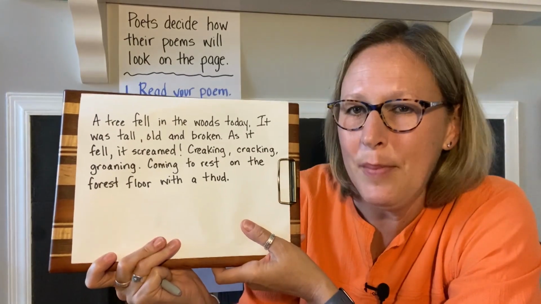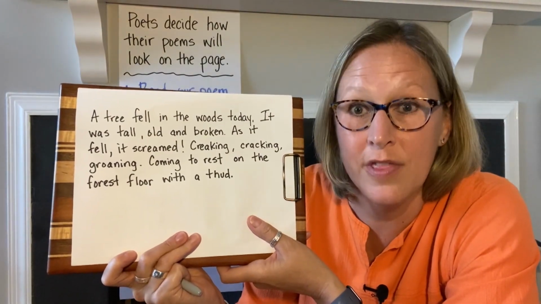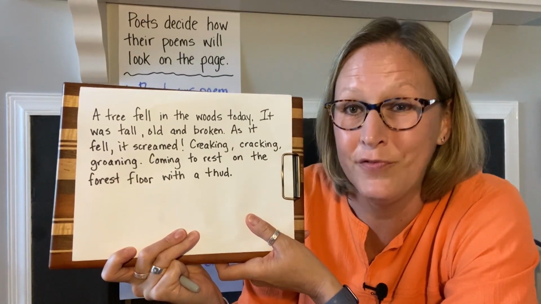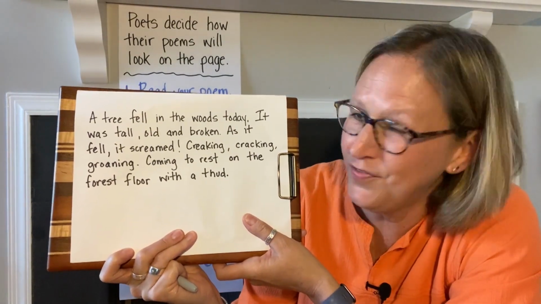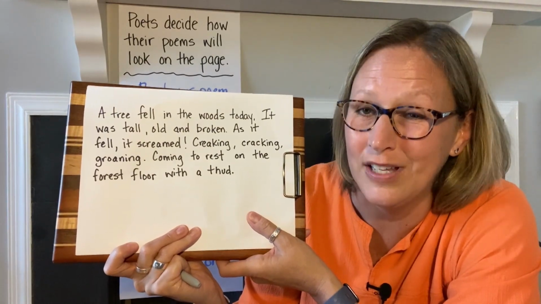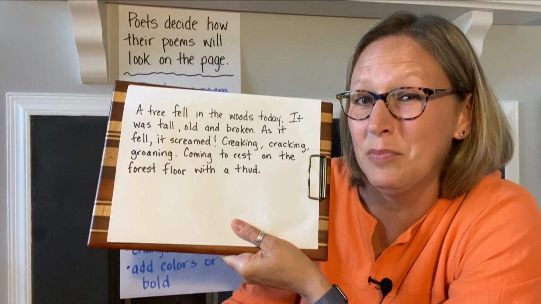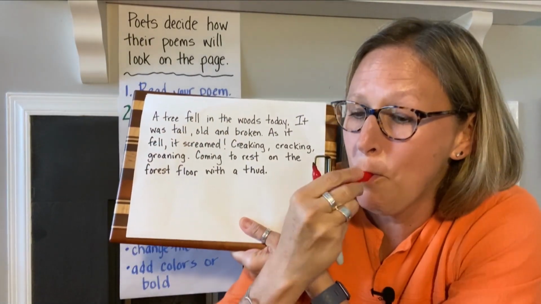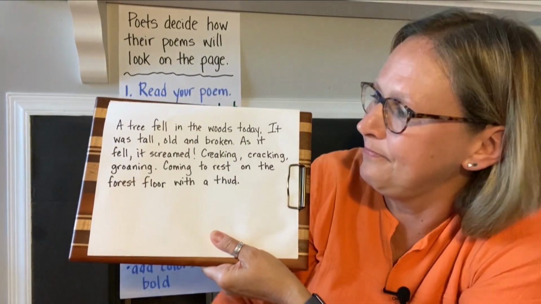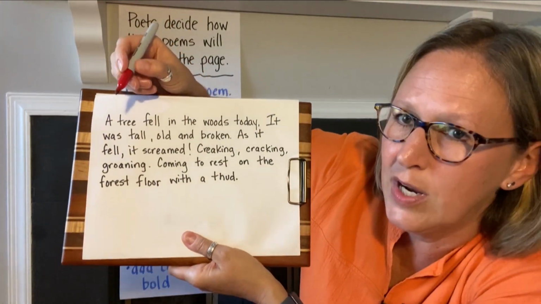So I'm thinking about my poem, and I really want the reader to feel like they were there walking with me in the forest. The first thing I'm thinking about is my poem doesn't really look like a poem. So I'm going to read it again and make some line breaks in the poem. You'll see what I mean. So let's see, here we go.